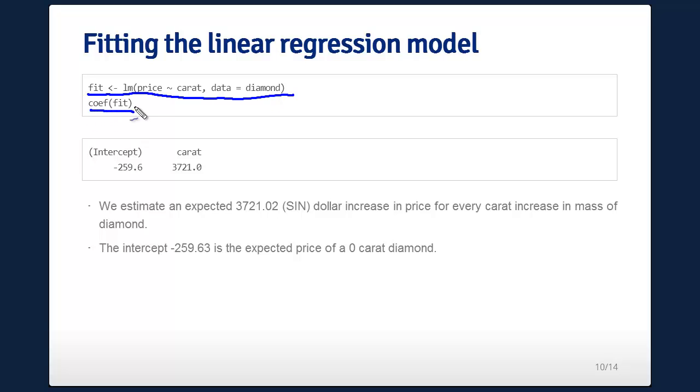coef is a function in R that'll grab the coefficients. There's our coefficients. So we estimated an expected 3,721 Singapore dollar increase for every carat increase in the mass of the diamond. The intercept is the expected price at a 0 carat diamond, which of course doesn't make a lot of sense, right? Crazy values at the intercept because you haven't collected any data near a 0 carat diamond.